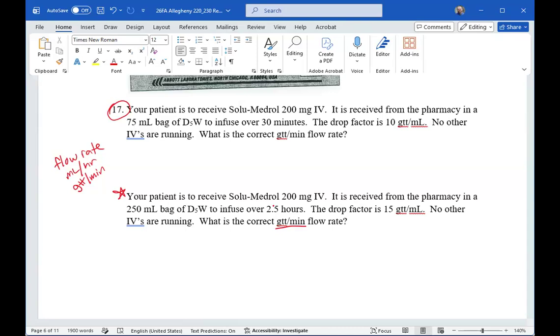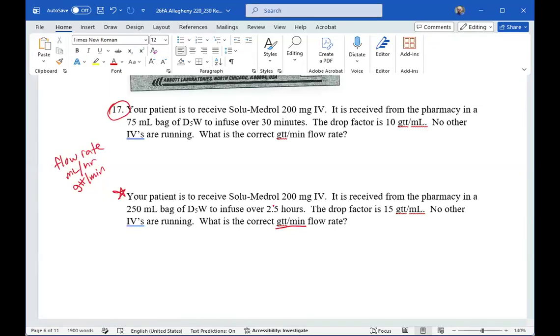So let's take a look and see what we have going on here. It says your patient has received Solu-Medrol 200 milligrams IV. It's received from the pharmacy in a 250 milliliter bag of dextrose 5% water to infuse over 2.5 hours. The drop factor is 15. There are no other IVs running. What is the drops per minute for flow rate?